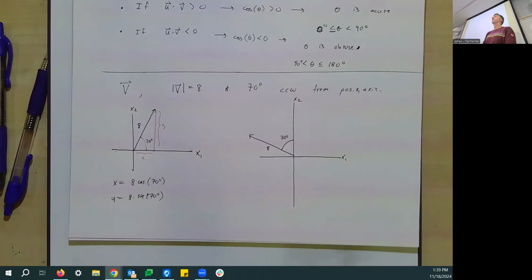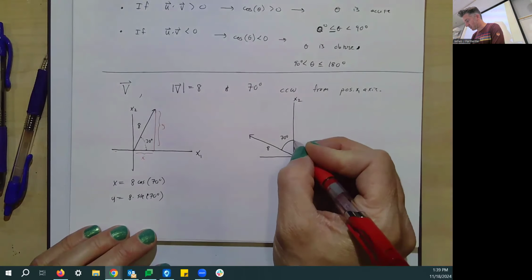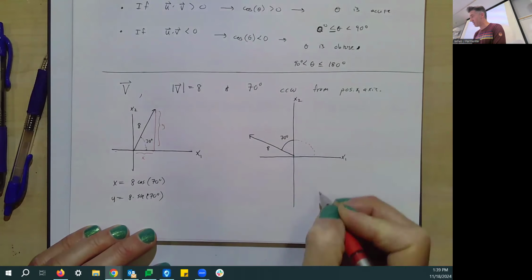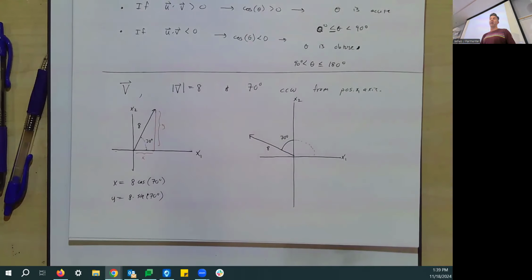There's probably three ways you could do this, but I would say the most consistent way of doing something like this is to always just measure your angle from the positive x1 or x-axis. So what I would point out is this 70-degree angle measured from the x2 is 90 plus 70, which is 160 degrees from the x1.